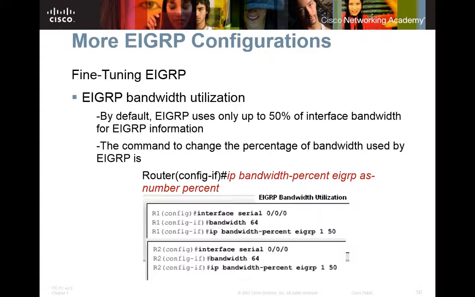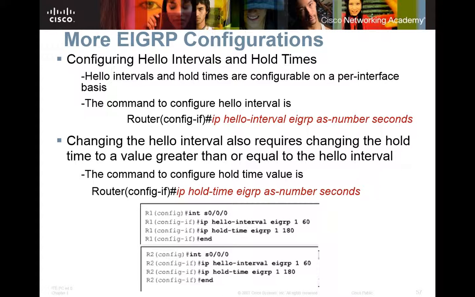Fine tuning it. You can configure bandwidth and say bandwidth percent of 64 is what you're going to use. Basically, I'm saying my bandwidth is only going to have a ratio of 64% of the max, so I'm only going to use 64% of that bandwidth for traffic. You really want to throttle people down? The hello interval, remember it was at 10. You can change it to whatever you want. You can go to 60 or 180 or whatever.